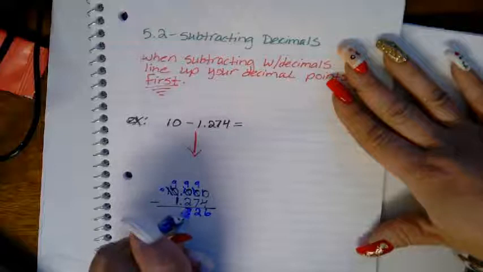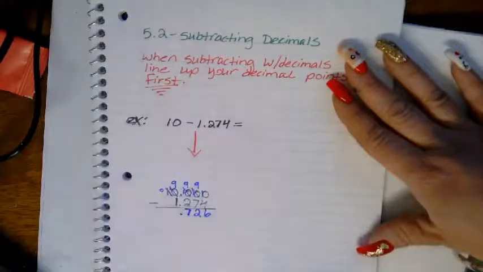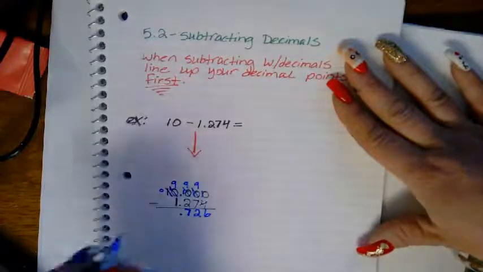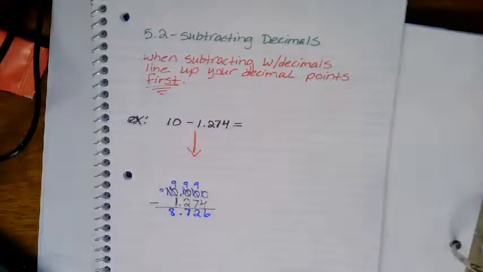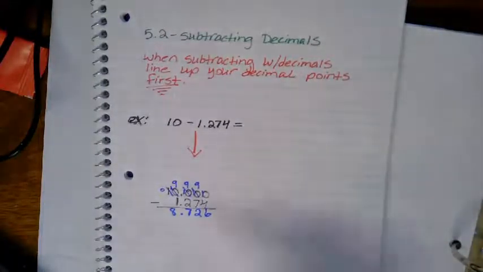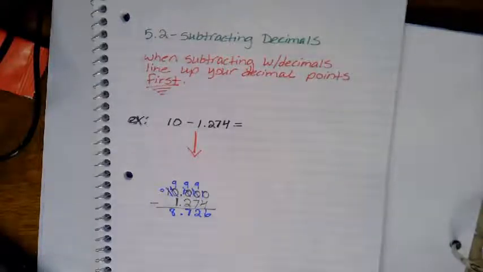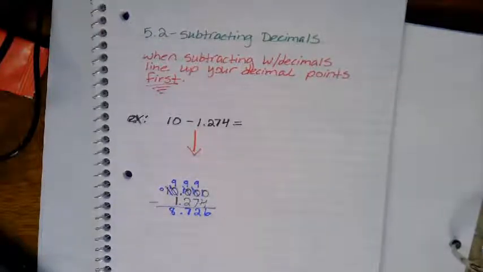Bring down the decimal point immediately. Do not go any farther till you bring that bad boy down. 9 minus 1 is 8. So that would be your answer for that one. You have to have the decimal point, you guys, or else it will be wrong. All right, let's do another one.